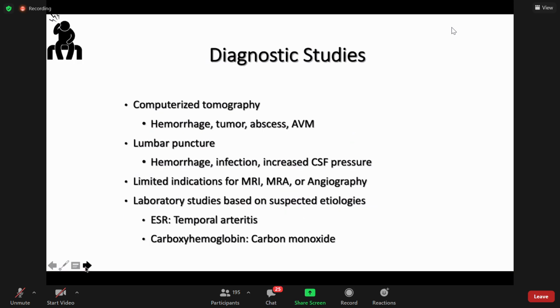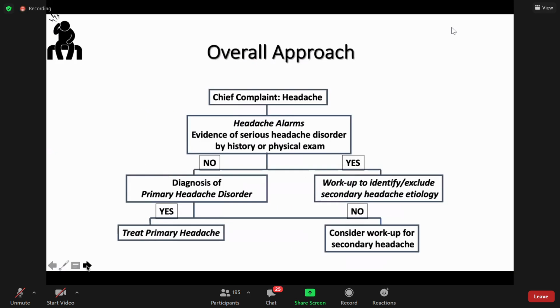So we do computerized tomography if there is suspicion about a secondary headache. We may need to do lumbar puncture if it is meningitis or hemorrhage. The MRI or MRA or angiography have some limited indications when we are suspecting a certain thing in particular.